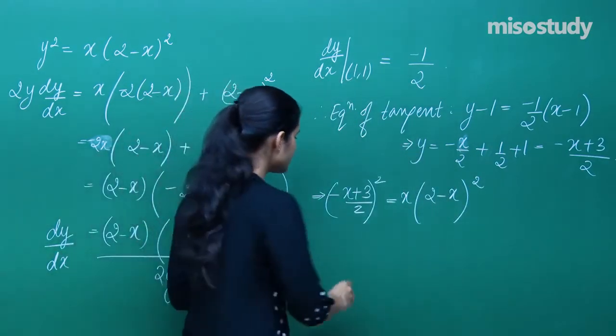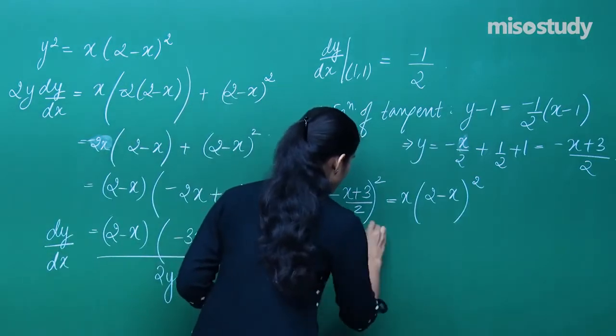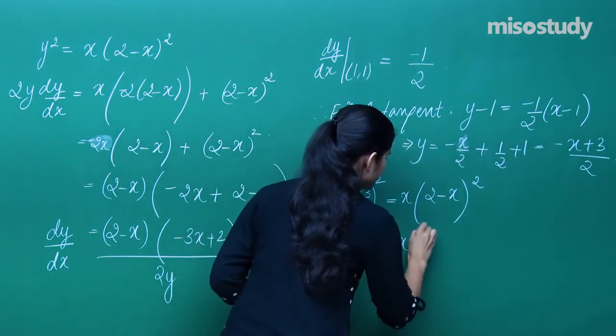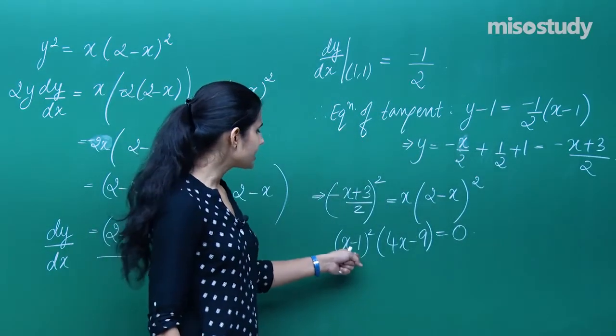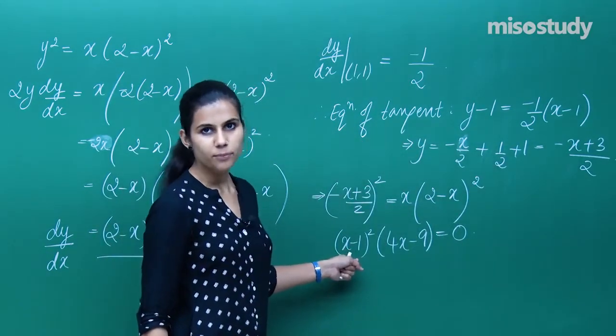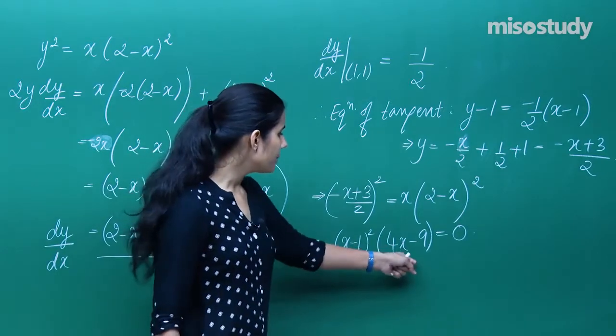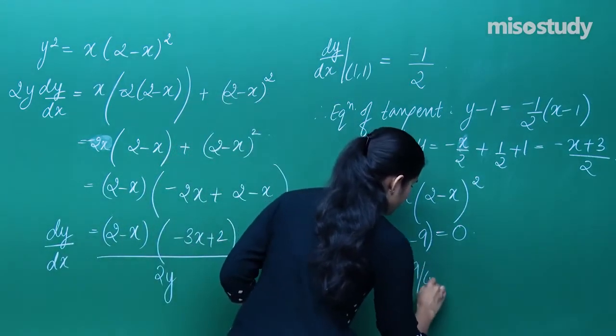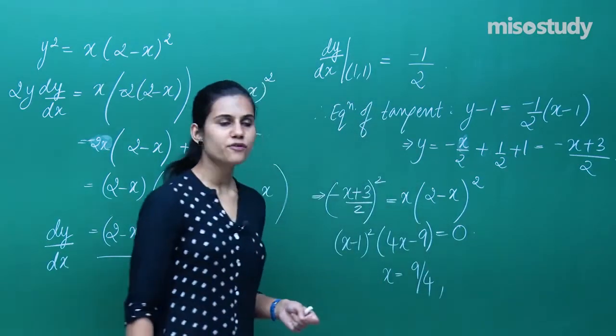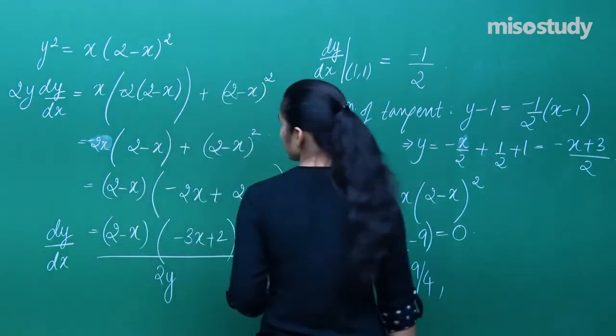When you resolve this, you get (x minus 1) whole square times (4x minus 9) equals 0. Already I know that x equals 1 and y equals 1 is a point of tangency. The other point is x equals 9 by 4. And if x is 9 by 4, what is y? Y we are going to get from here.